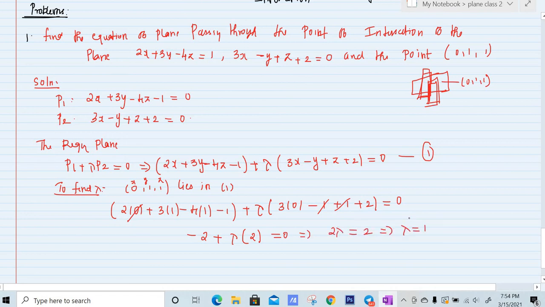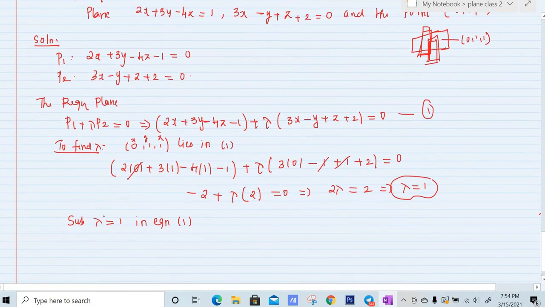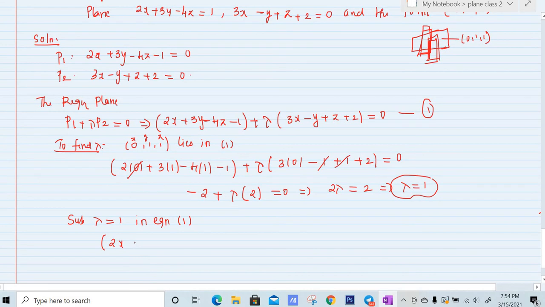That means lambda is equal to 1. Right? Now substitute lambda is equal to 1 in equation number 1. We will have 2x plus 3y minus 4z minus 1 plus 1 into 3x minus y plus z plus 2 is equal to 0.